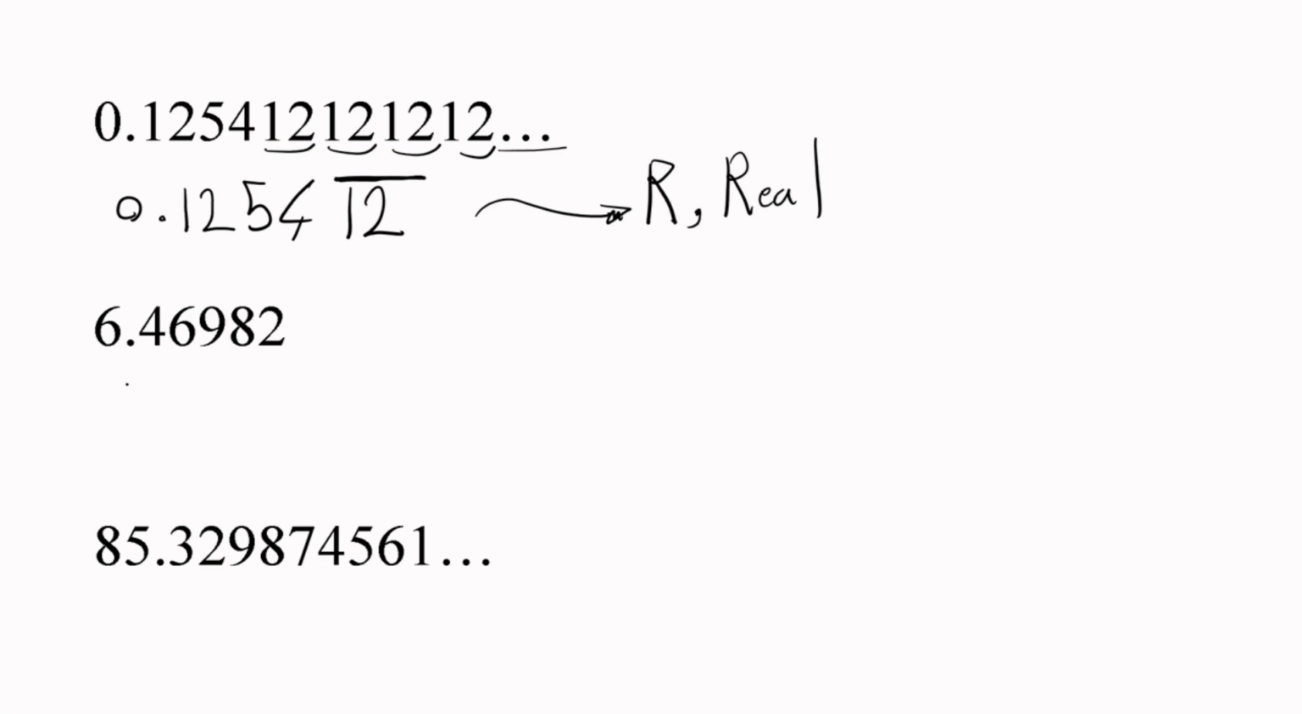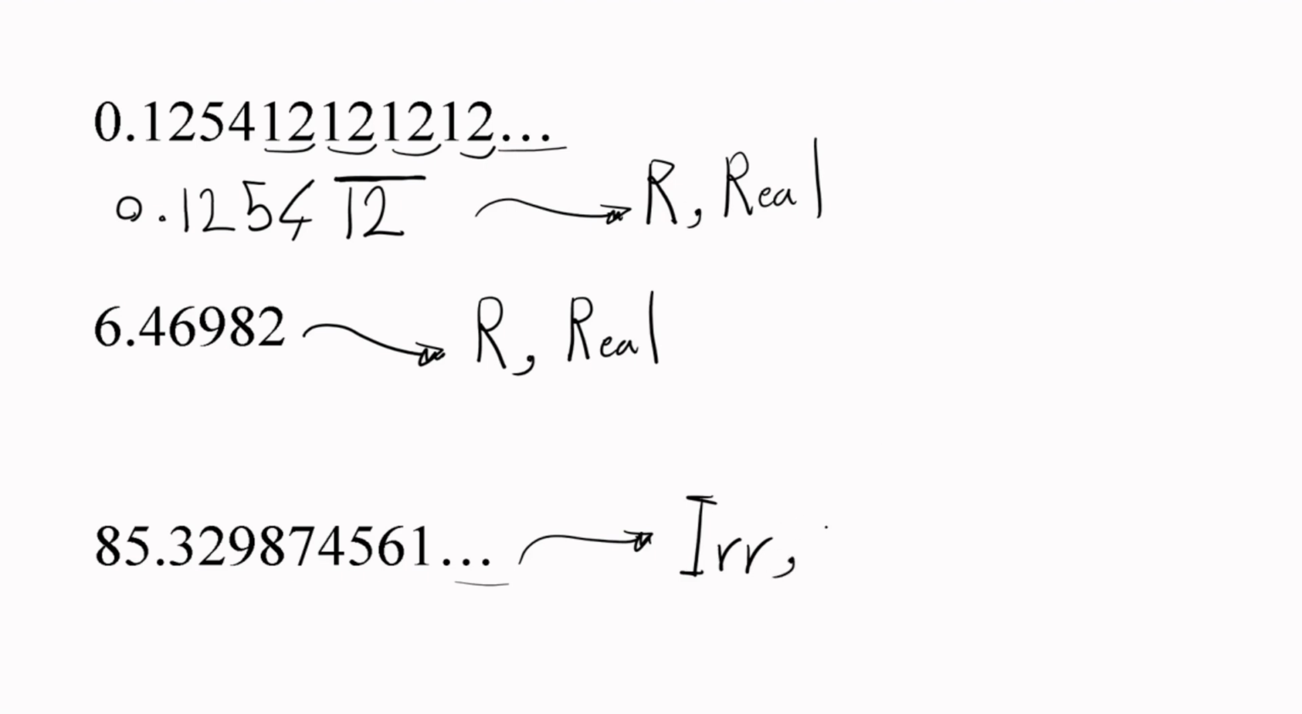Look at the next one. Is it terminating? Yes, because it stops somewhere and you cannot see 3 dots at the end. So when it is terminating, definitely it's going to be a rational number and definitely it is a real number. Look at the next one. Is it terminating? No, because it continues forever. Can you see any pattern? No, I cannot see any pattern. So definitely it's going to be an irrational number. And of course, when it is irrational, definitely it's going to be a real number.